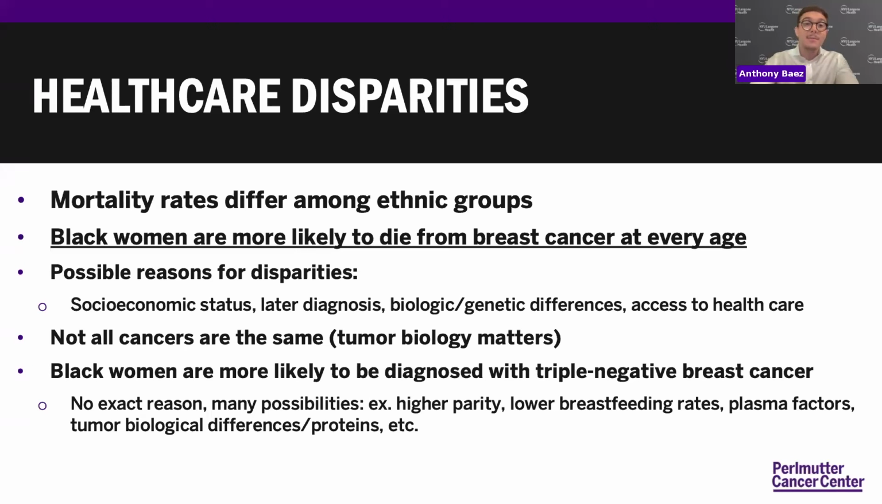And something that is very important and has been emphasized already in this seminar is that not all cancers are the same, and tumor biology really matters. Black women are more likely to be diagnosed with triple negative breast cancer, which is an aggressive subtype that Dr. Fana most recently discussed. And there's no exact explanation for this, but there are many different possibilities that have been investigated, including environmental factors as well as biological factors.